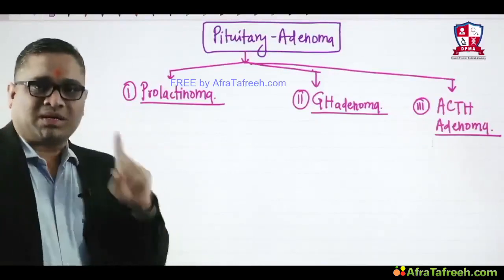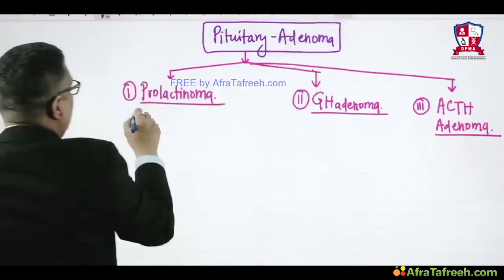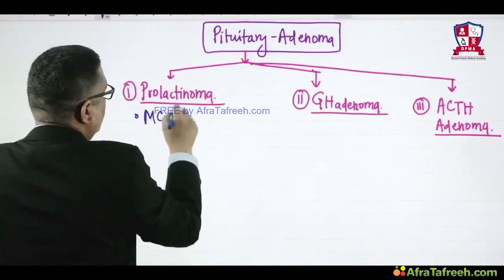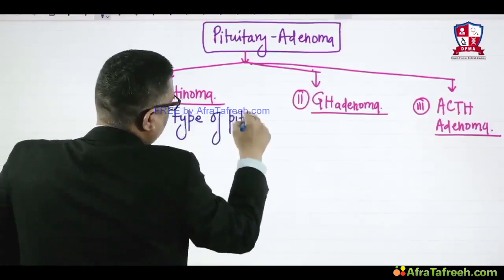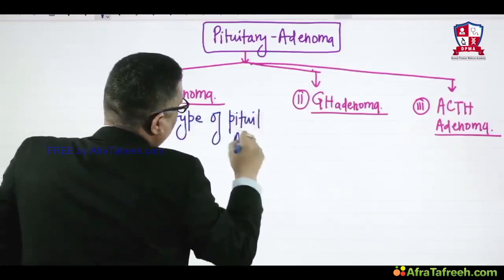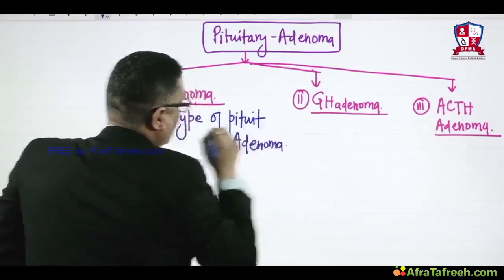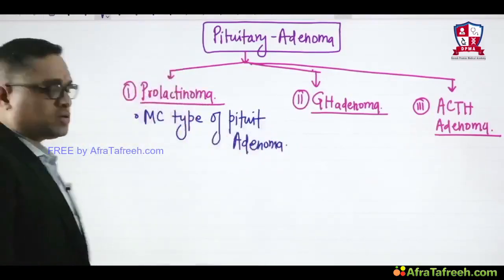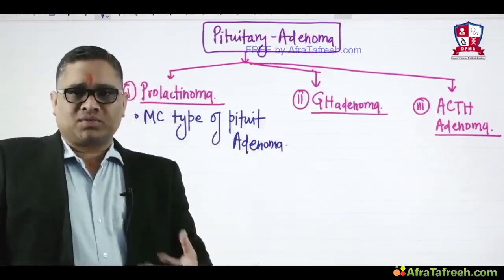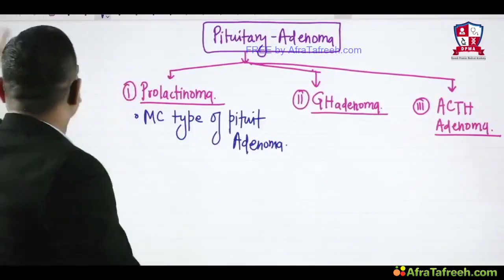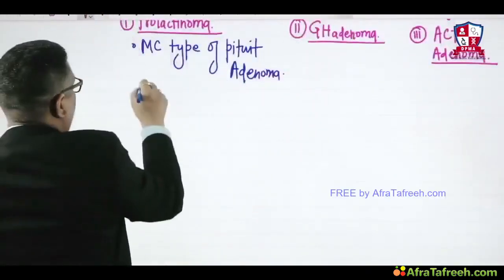Prolactinoma is the most common type of pituitary adenoma. So that point we have to keep in mind. Because of prolactinoma, what will happen? There will be more secretion of the prolactin hormone. In this patient, there will be excessive secretion of the prolactin hormone.